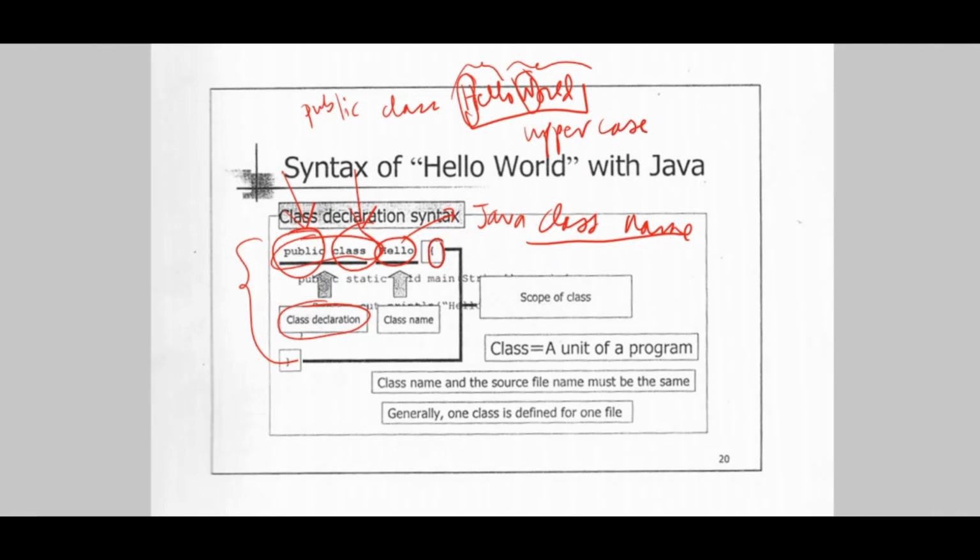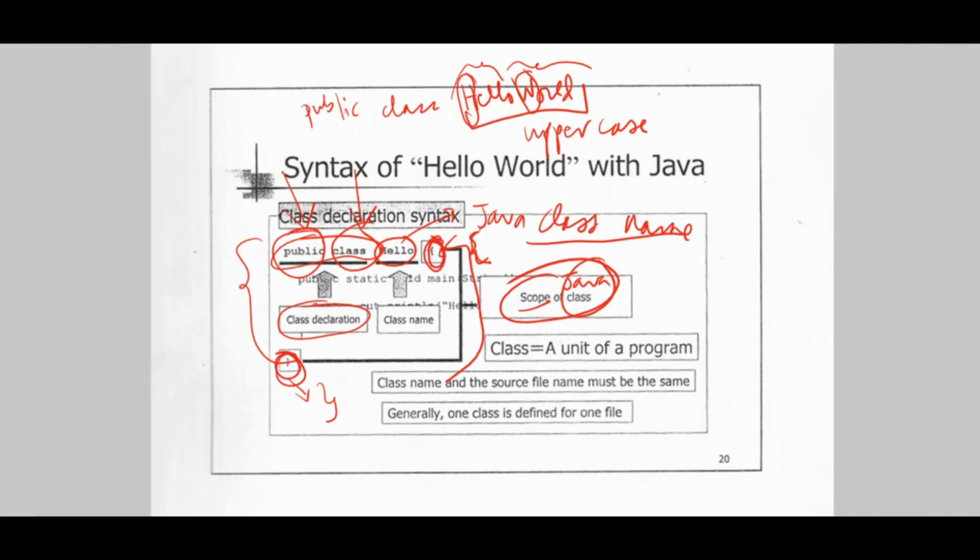And the beginning marker of the Java class is marked by this open curly, and the end marker is marked by the close curly. This defines what we call the scope of the Java class. So the scope of the Java class starts with this open curly and ends with this close curly.